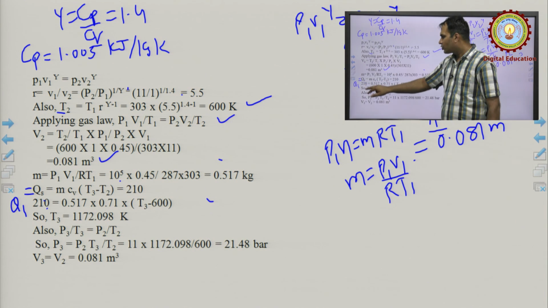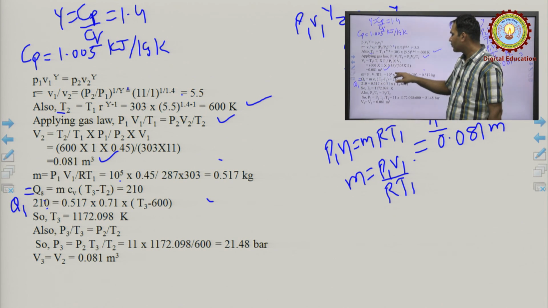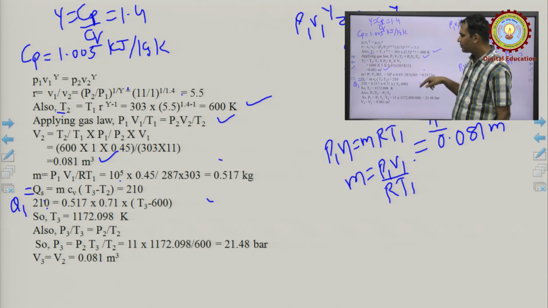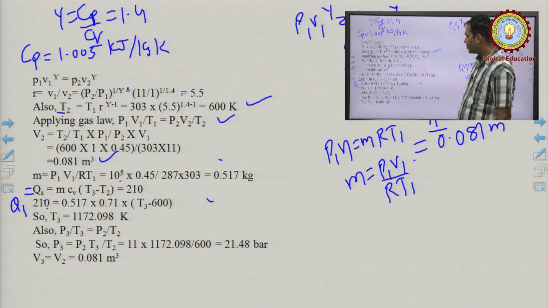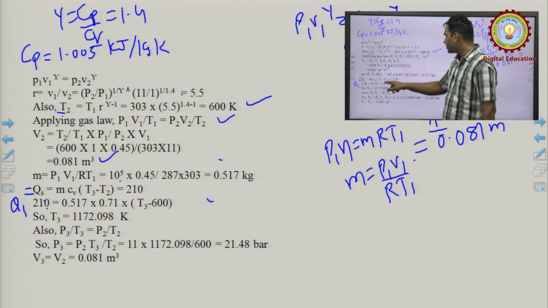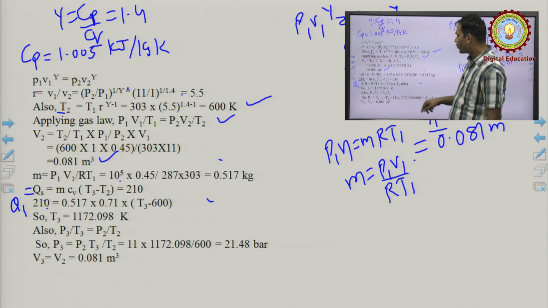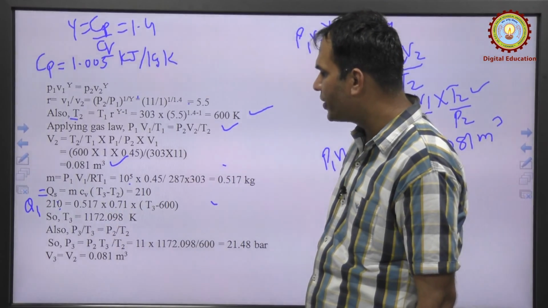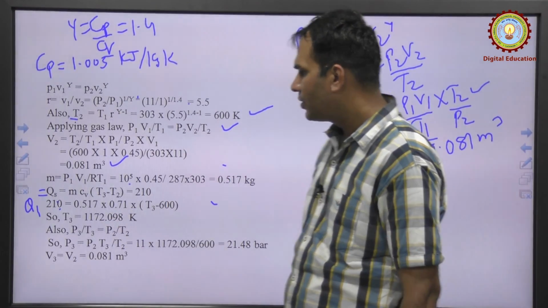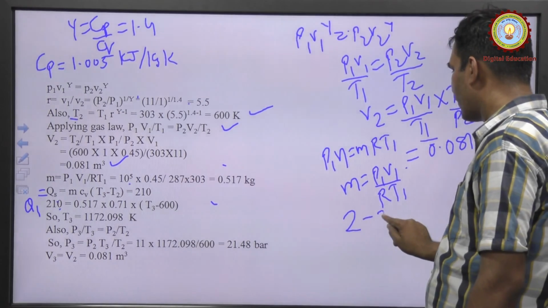So Qs, or Q1, is 210 kilojoule. The value of m we have calculated is 0.517, and the value of Cv is 0.71, which is given in the question. T3 minus T2 we have calculated as 600 Kelvin. So from here T3 comes out to be 1172.098 Kelvin. Also, for process 2 to 3, the volume is constant.